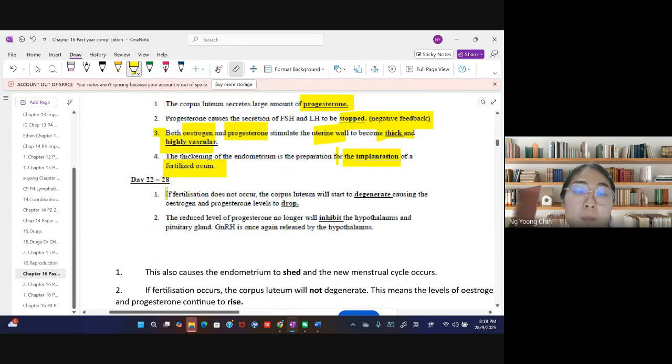So if there's no fertilization, the corpus luteum will start to degenerate, causing the estrogen and progesterone levels to drop. The reduced level of progesterone no longer inhibits the hypothalamus, so that's why the cycle can restart again. So there will be the production of FSH again, LH again. That's all.